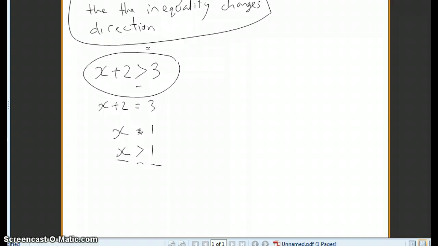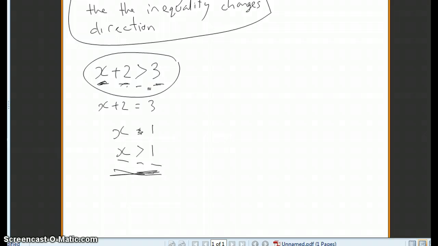For example, a number greater than 1 is 5. 5 plus 2 is 7, which is greater than 3. Think of another number greater than 1. 10. 10 plus 2 is 12, which is greater than 3. The smallest number I could put in according to my answer is 2. You can't put 1 in because it has to be greater than 1. So the smallest answer I could put in there would be 2. 2 plus 2 is 4, which is true. 4 is greater than 3. So that's how this works.